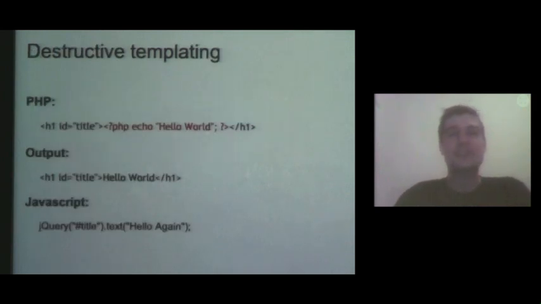So I'm going to take a moment and explain what I mean by destructive templating. PHP gives us a great example of destructive templating. For those of you who are unfamiliar with PHP, echo hello world simply outputs hello world, and the result is pushed to the browser. At which point, the HTML is static. The only way to make this page dynamic is to write some jQuery code or some browser-based JavaScript, right?